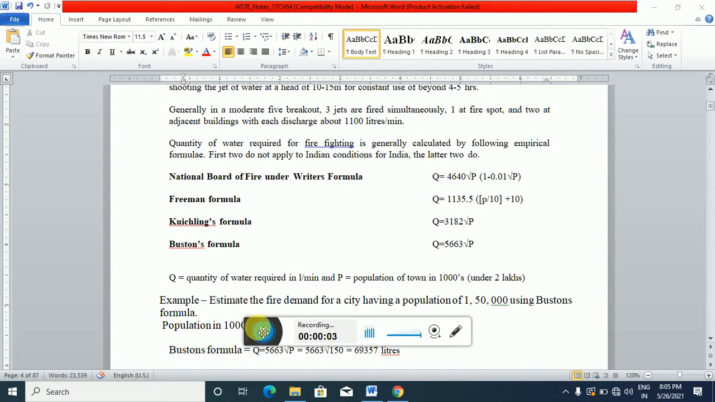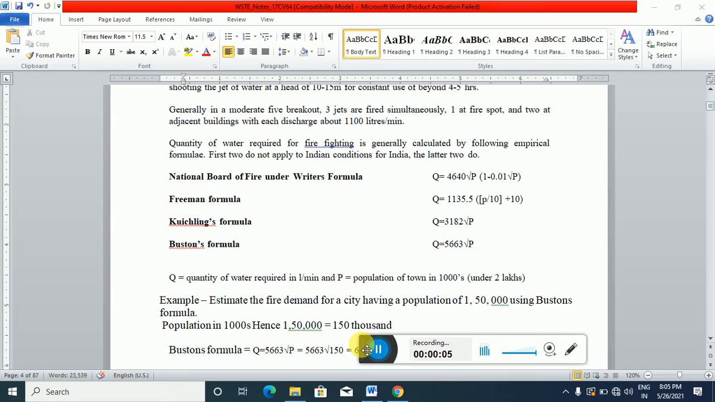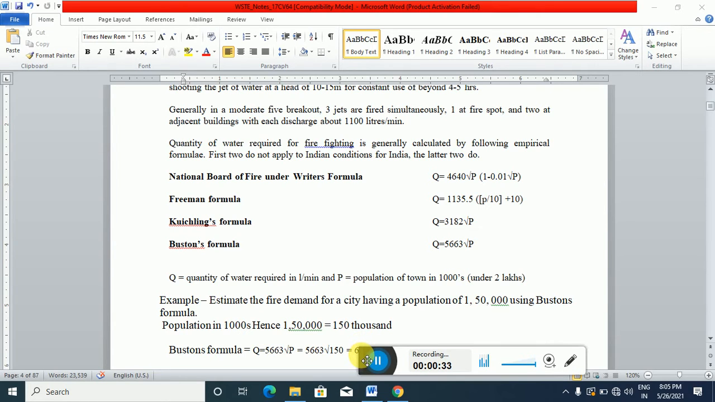So today we shall discuss some numerical problems of module 1. Okay. So first let's begin with the fire demand formulas. So these are the fire demand formulas: National Board of Fire Underwriters formula, Freeman's formula, Kuichling's formula, and Buston's formula. Okay. So any one of these can be used, and you have to remember this. Any one formula can be asked in your examination, and you will be asked to estimate the fire demand.